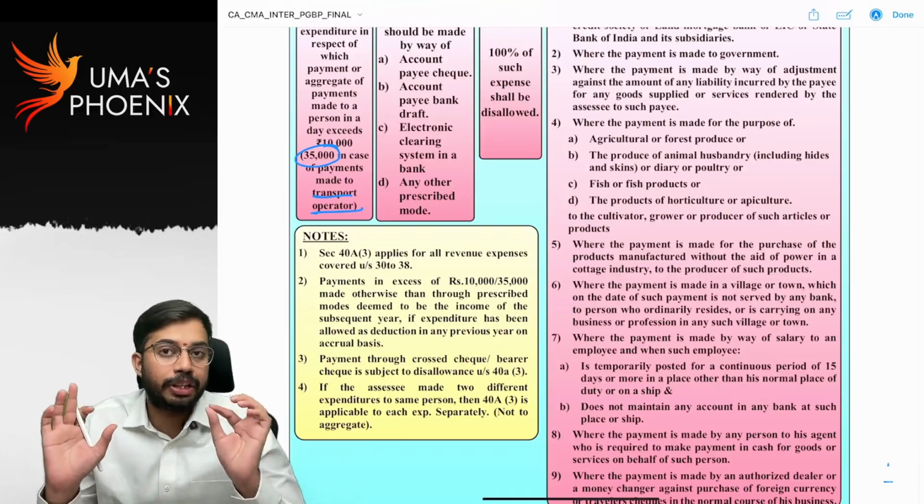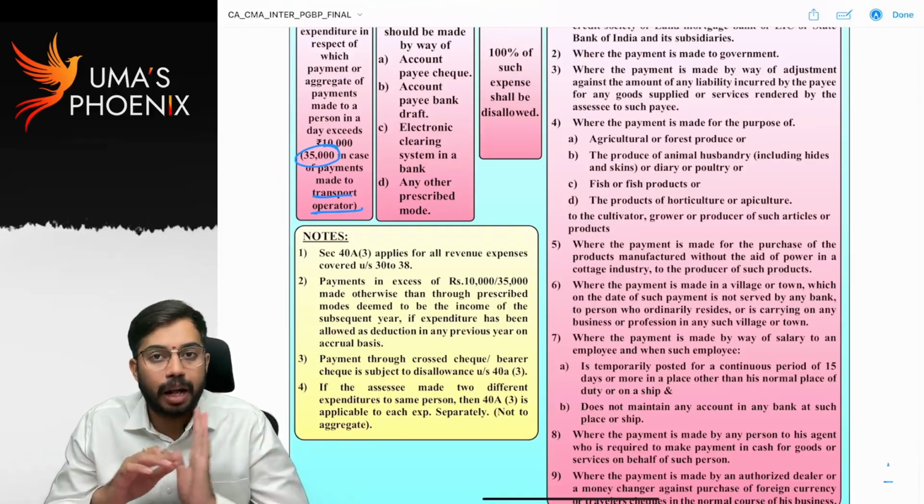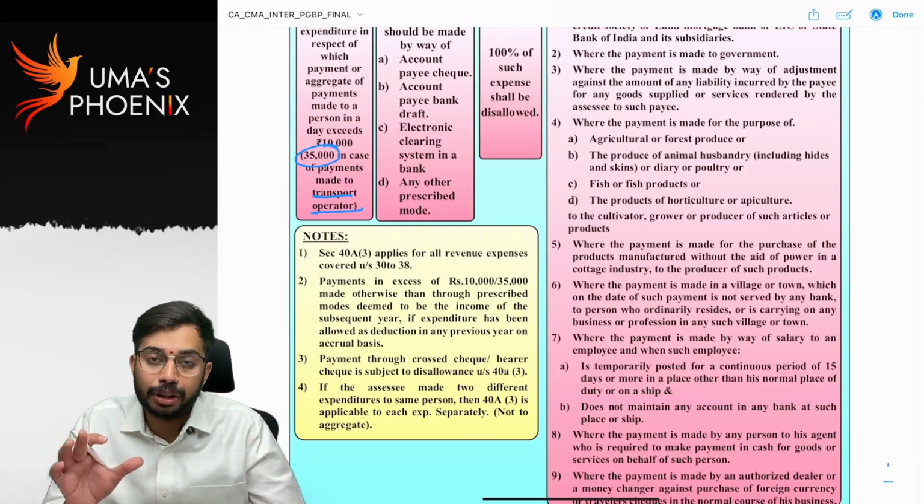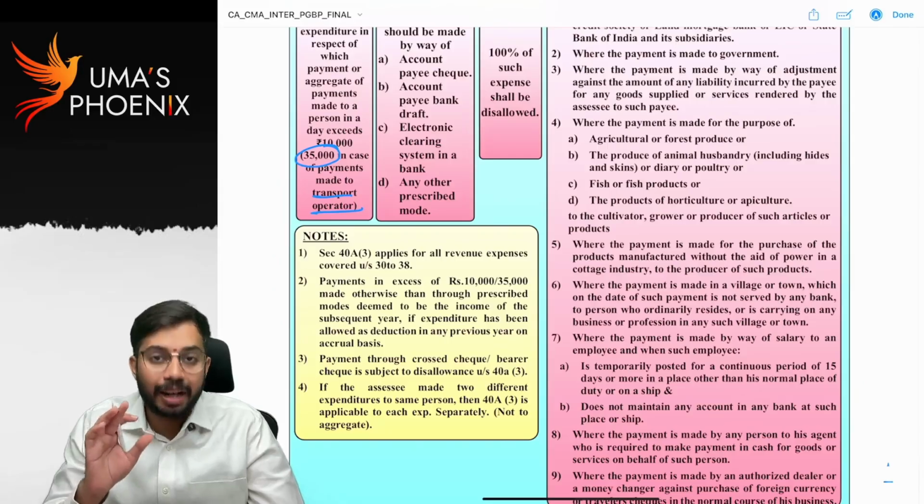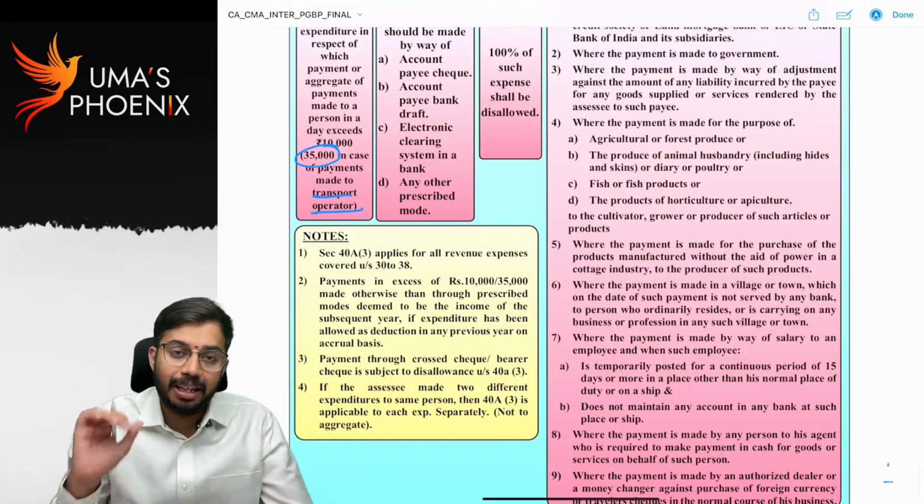Generally, the limit under section 40A3 is 10,000 rupees. However, if you are making payment to a transport operator, up to 35,000 rupees in a single day for a single person, you can make cash payment. More than that will not be allowed as deduction.